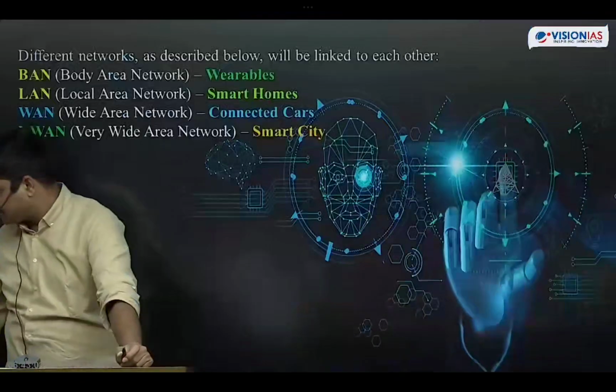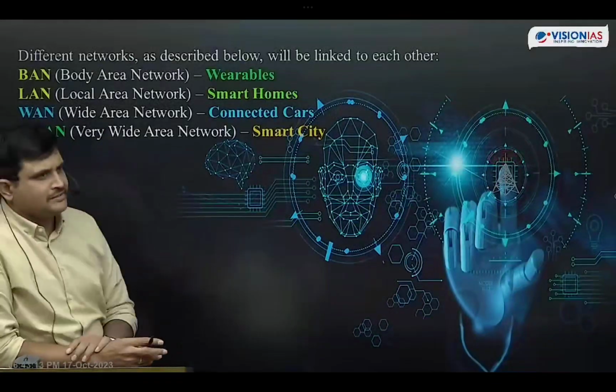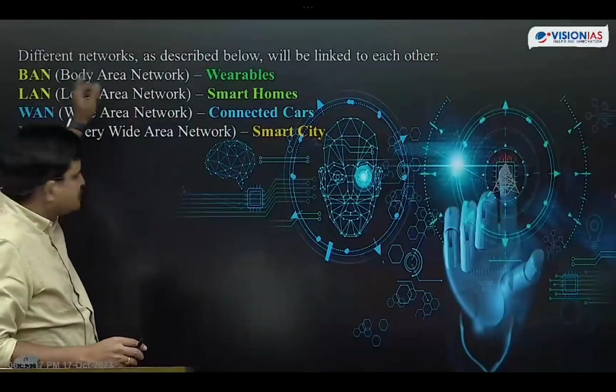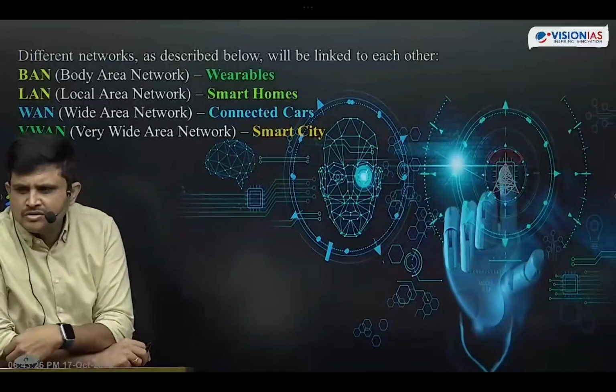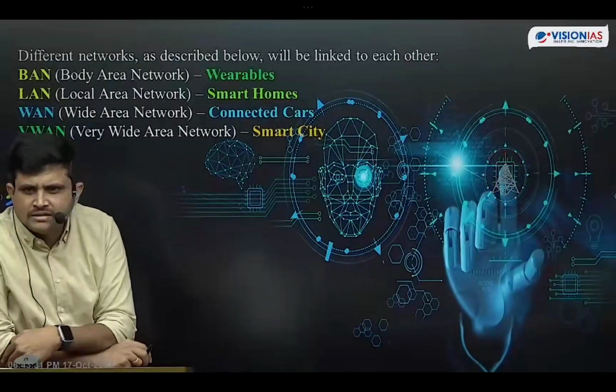In this Internet of Things, if you are still unable to understand, no problem. One more thing is there. There are different types of networks in Internet of Things. One is body area network. That is wearables. What do wearables mean?